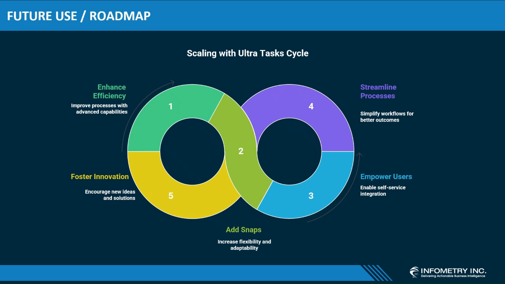First, enhancing efficiency. We aim to improve our existing processes using more advanced SnapLogic capabilities. This means optimizing pipelines, reducing manual effort, and making sure our workflows run faster and more reliably.